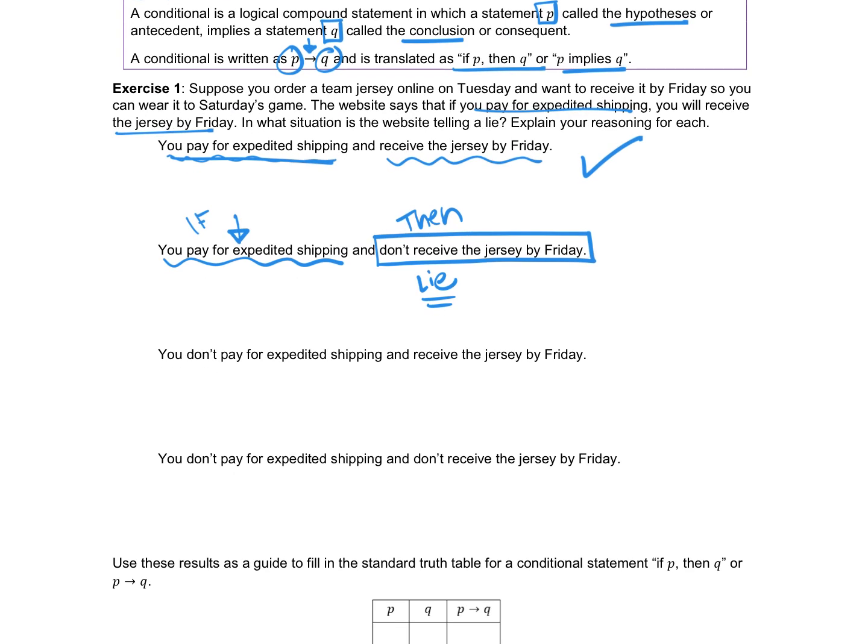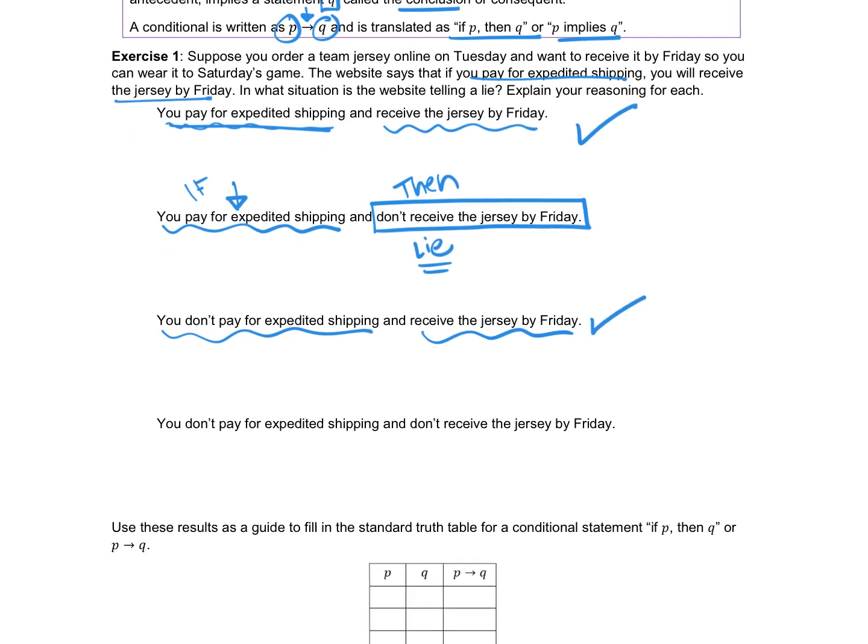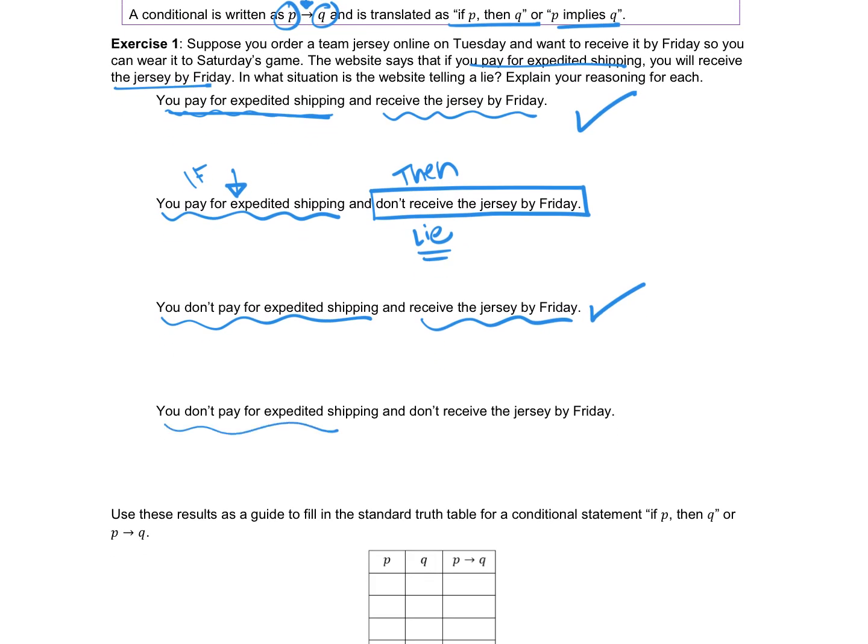For the next situation, it says you didn't pay for it. Okay, I didn't pay for it, and I received it by Friday. Woohoo, save some money, and I got it on time. There's no lie going on there. It's all good. For the last one, you don't pay for expedited shipping and we don't receive it by Friday. That was basically the expectation because I didn't pay that extra money, so there's no lie going on there.